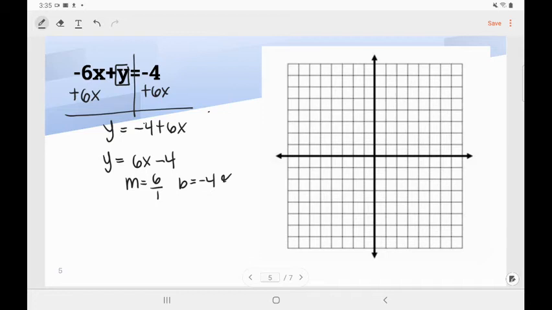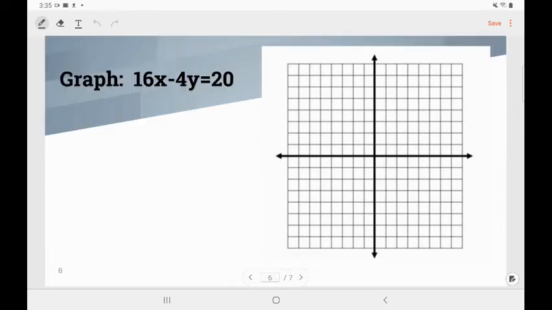So I'm going to start here, and I'm going to use these directions to get to my next point. So down 1, 2, 3, 4, dot. And from that starting point, I'm going to follow the directions up 6, 1, 2, 3, 4, 5, 6 from the starting point and over 1. And I have my line. Let's try just 2 more.